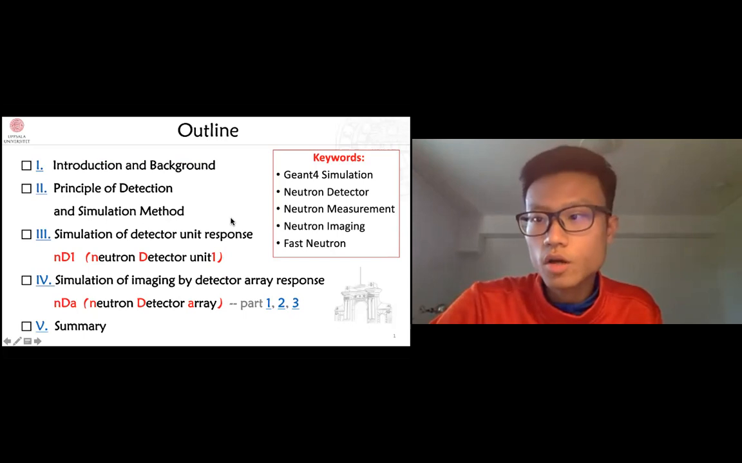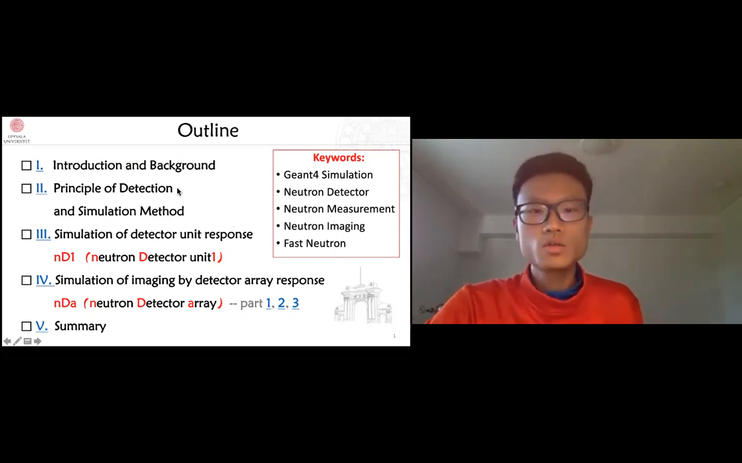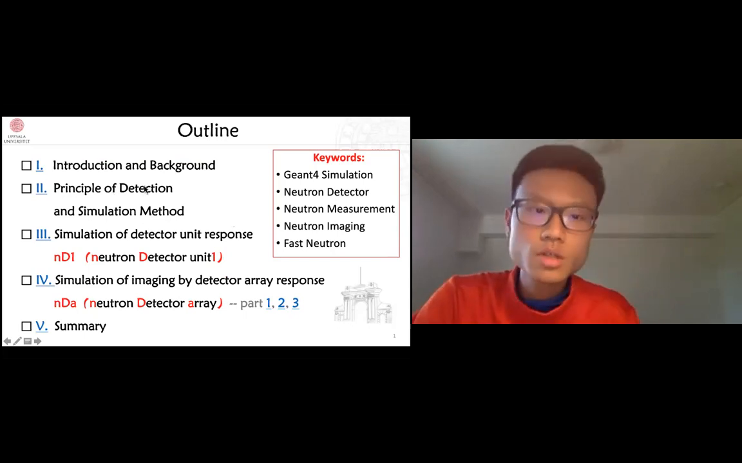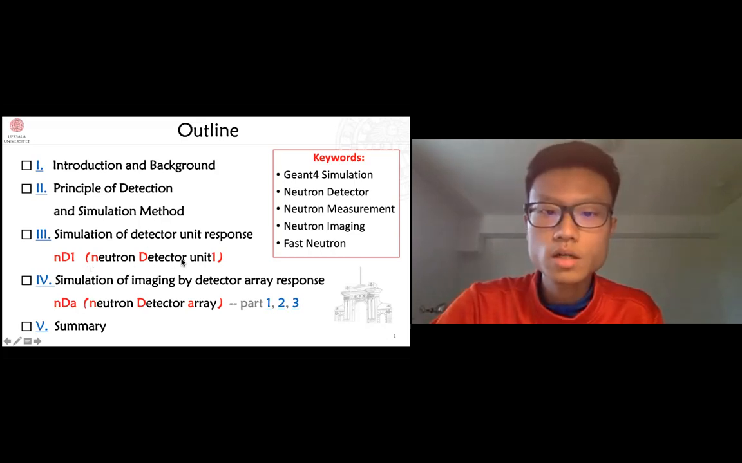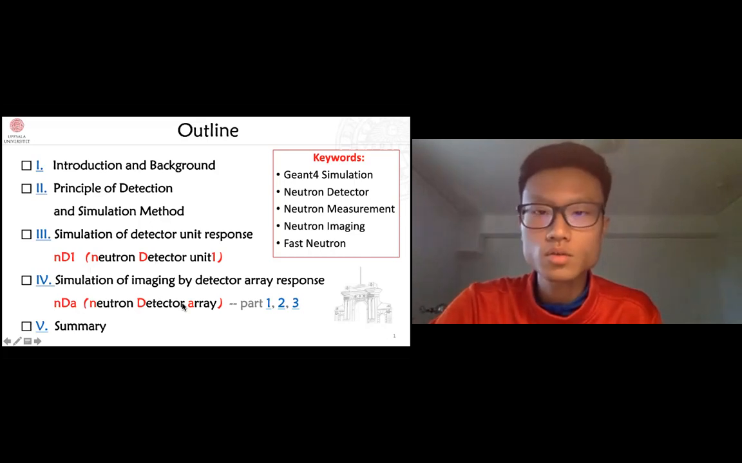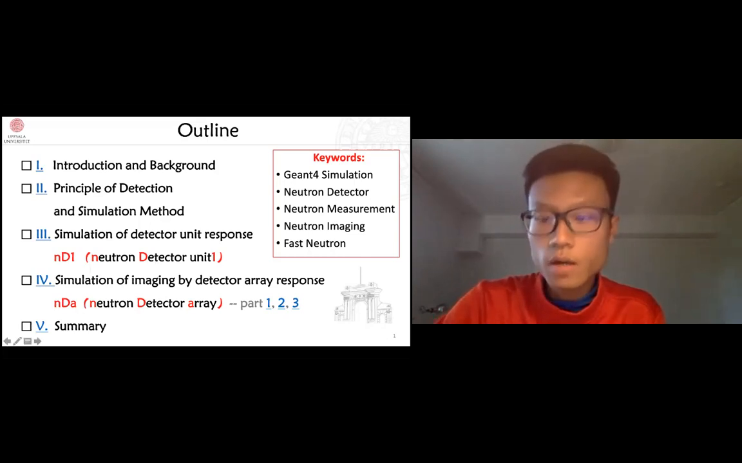And here for the outline, what I'm going to talk about is, first, I give you some introduction and a little bit of the basic principle. And I will mainly discuss the simulation of the detector unit, which is just a single detector. And also after we know some aspects of the detector, we'll study the detector array, which means lots of detector units forming a detector array. In my case, it would be 1600 units. Then the simulation results, and then a summary.